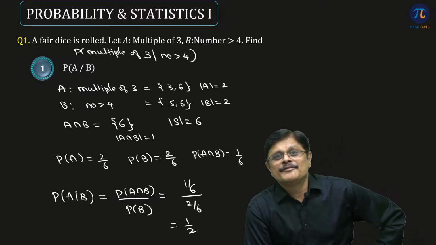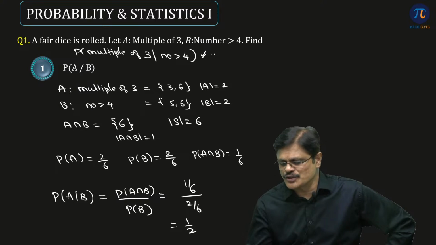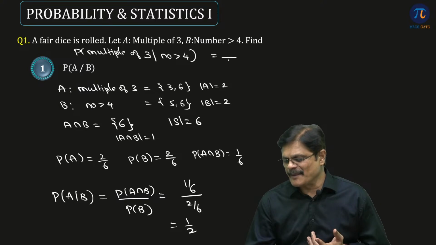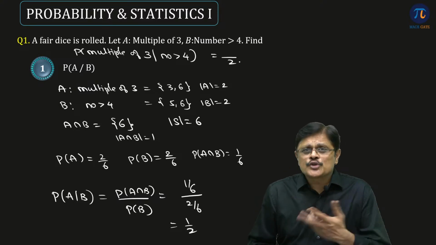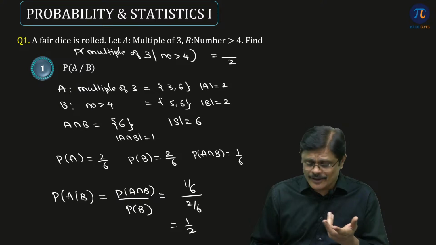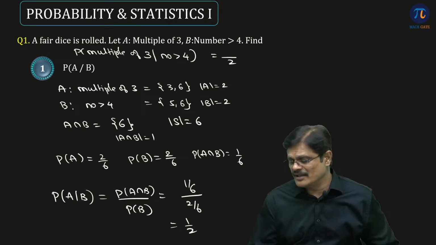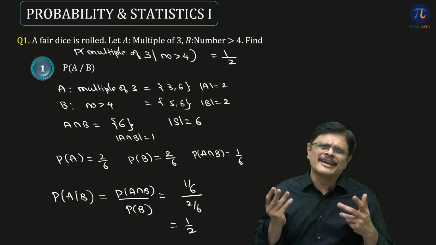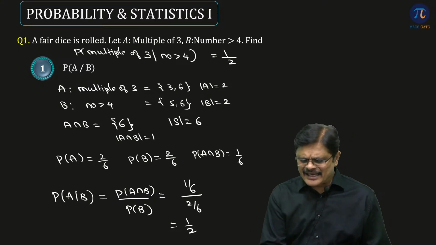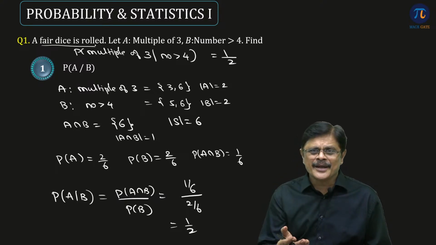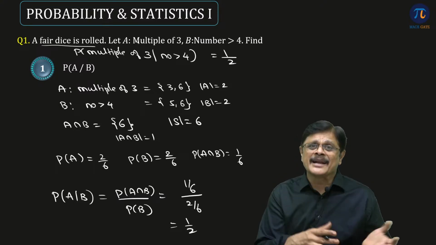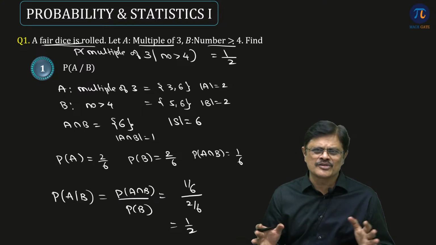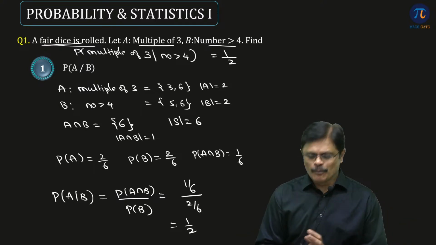But if I ask which method you follow if this question is asked, of course direct method is much better. When a number greater than 4 means 5, 6 happened, out of those two numbers, how many are multiples of 3? Only 1. So the direct method is much easier. So people say, sir, why this formula, why this headache? Here I clearly mentioned what the random experiment is, what event A is, and what event B is. So everything looks so formal, and boring also.